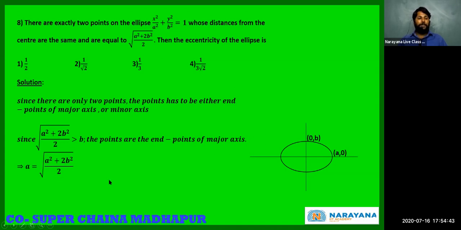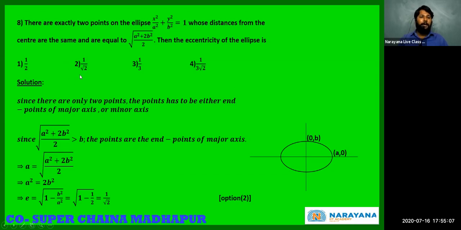So now we have an equation in terms of A and B itself. You square it, you take the 2 here, we'll have 2A square equal to A square plus 2B square, and therefore A square equal to 2B square. When you have this, can you now tell me the eccentricity of the ellipse? E would be root of 1 minus B square by A square, which is root of 1 minus half, which is 1 by root 2. Got it? 1 by root 2.